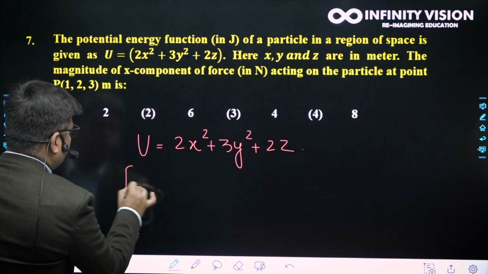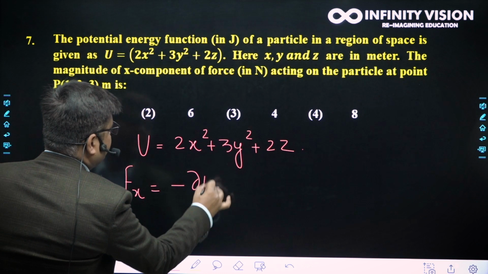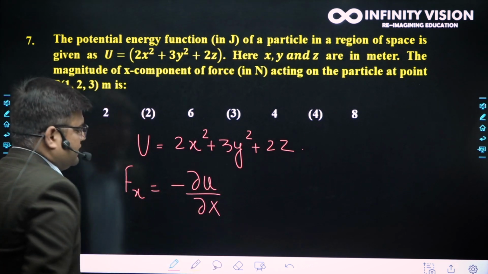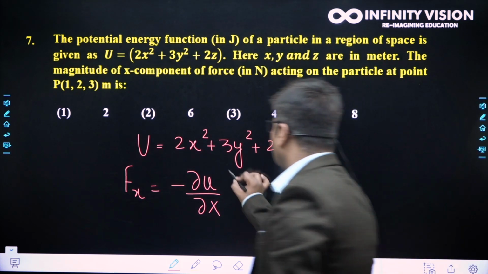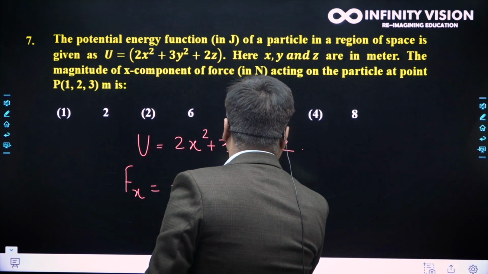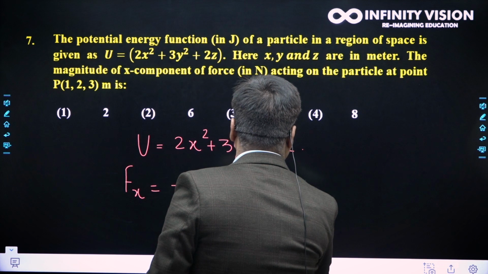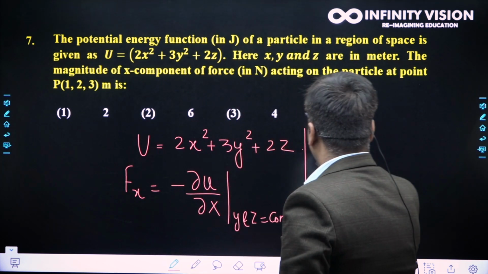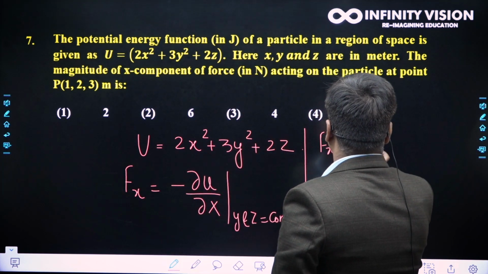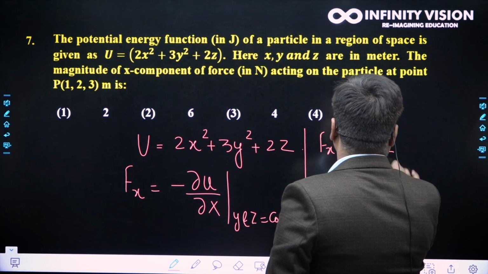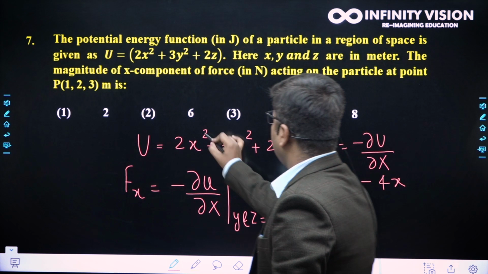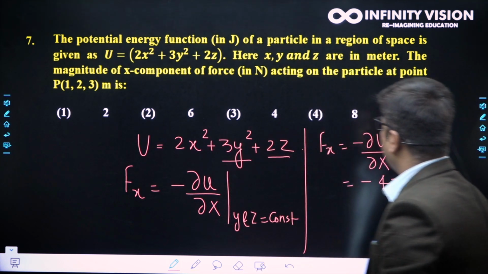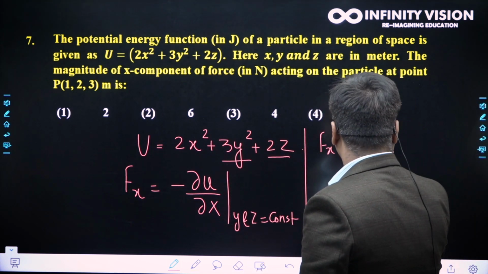We know that the x component of force is nothing but the negative partial derivative of U with respect to x, keeping y and z constant. So Fx is equal to minus dou U by dou x. If we differentiate this expression, we will get minus 4x, because the other terms will be 0 as y and z are kept constant. So Fx equals minus 4x.